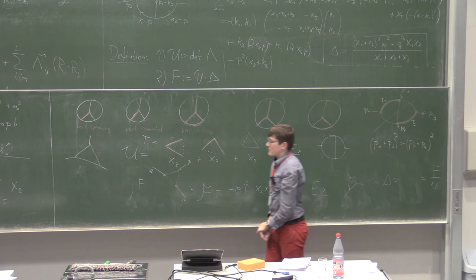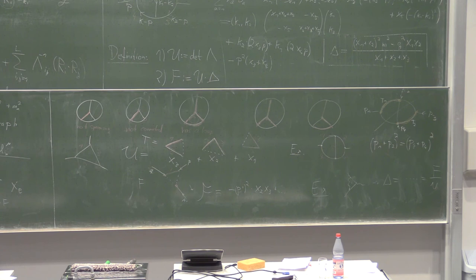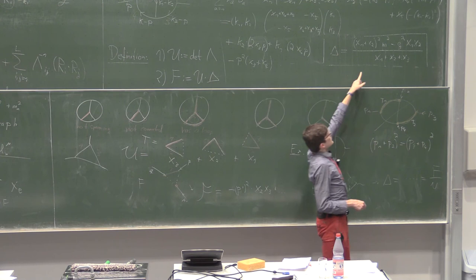So if you do the exercise for the triangle graph at the beginning, there is already something happening because you have one external leg, so some terms cancel. So check that you get this delta that I've written here. If you can confirm that the numerator is F in this case, then you have understood.